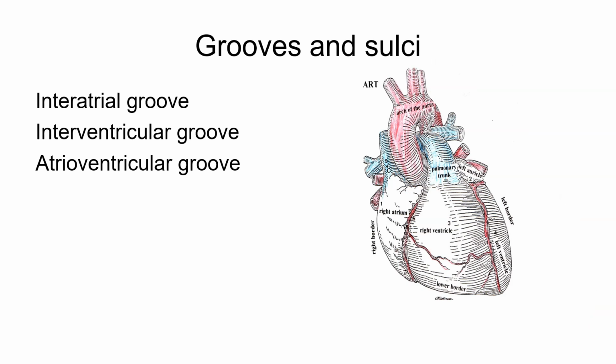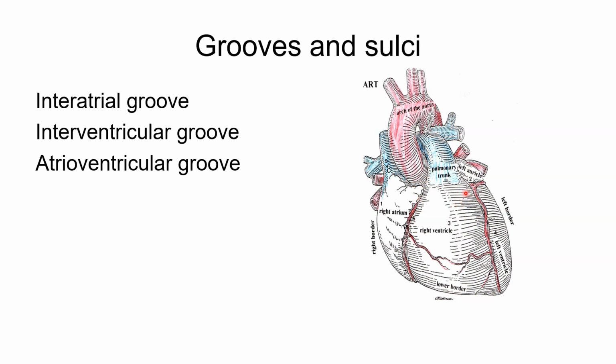After learning about the base, apex, the 4 surfaces and the 4 borders of the heart, what are the grooves and sulci that are separating the various chambers of the heart on the external surface, the external demarcation of the various chambers of the heart? There is the interatrial groove separating the 2 atria, which cannot be seen and is concealed by these great vessels.